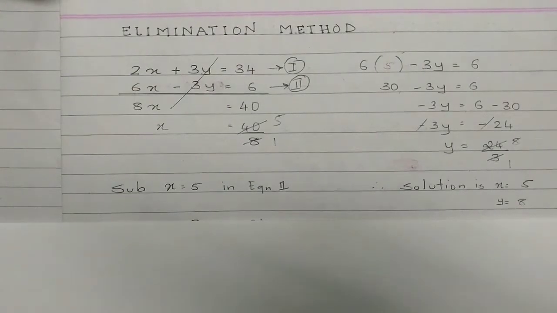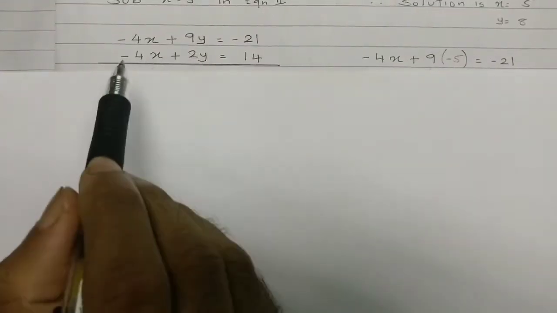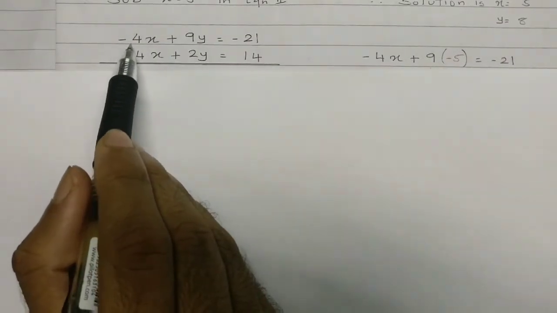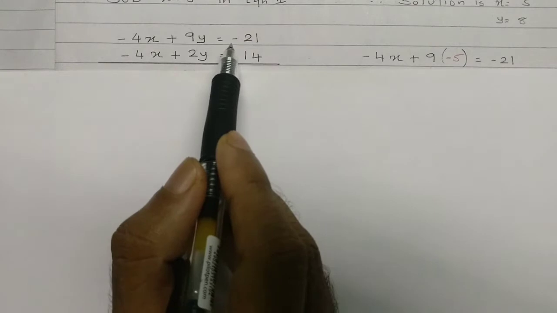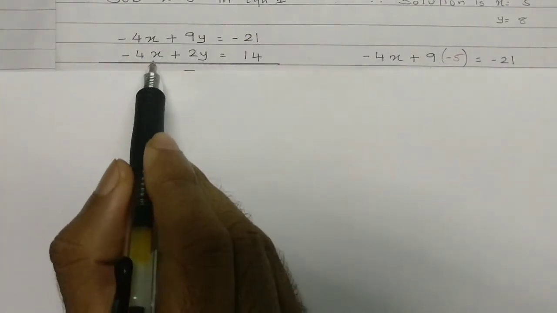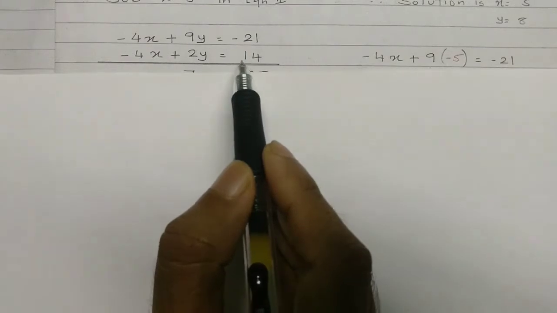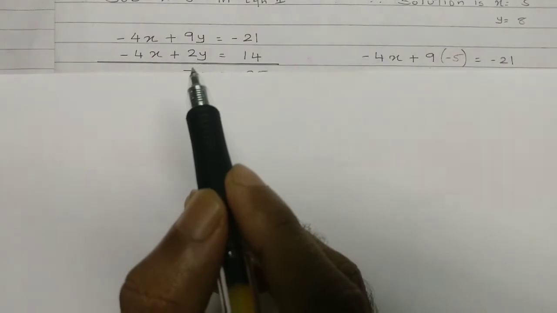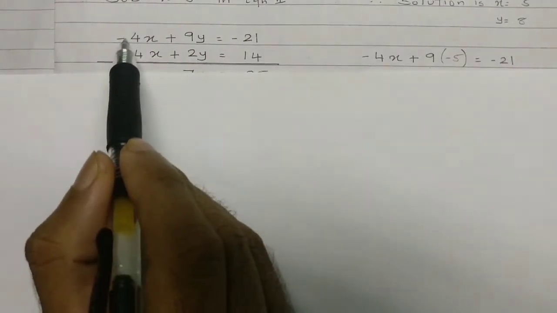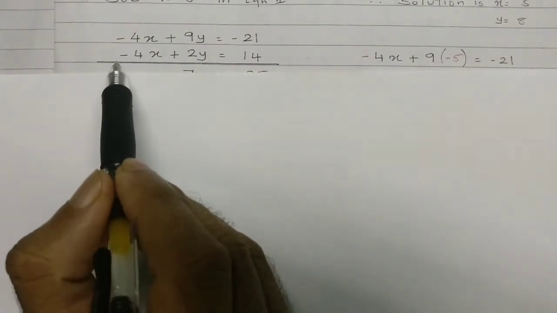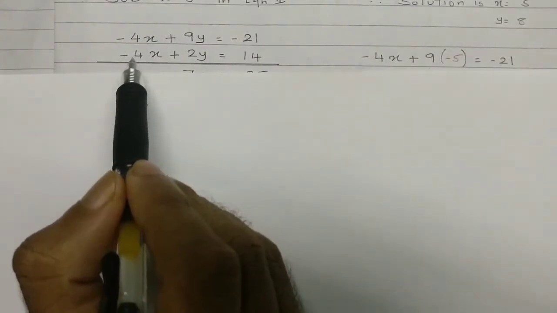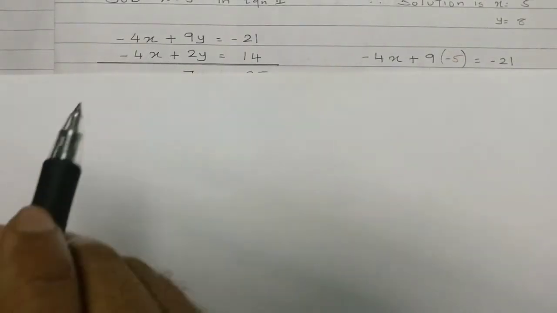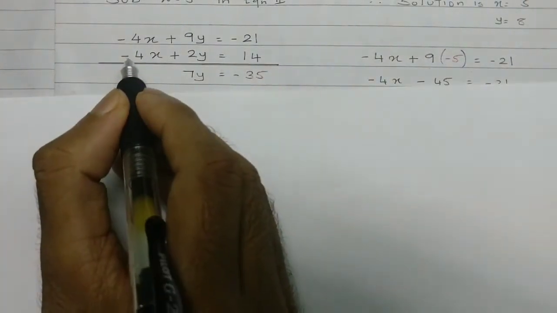Let us take another example. Here I have my equations to be minus 4x plus 9y is equal to minus 21 and minus 4x plus 2y is equal to 14. Now, I told you there are two things that we have to concentrate on. One is the signs have to be different. Secondly, the coefficients have to be the same. In this case, my signs are the same and also the coefficients are the same. Even in this case, there's no problem. All I will do is change the sign throughout the equation.